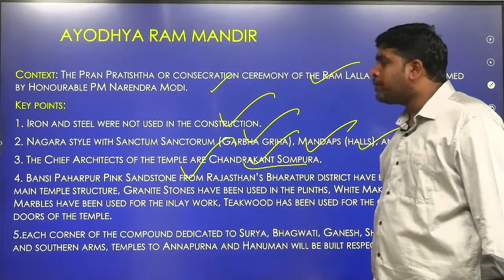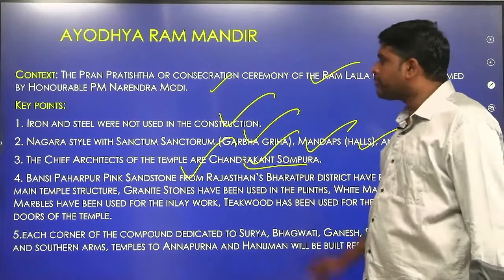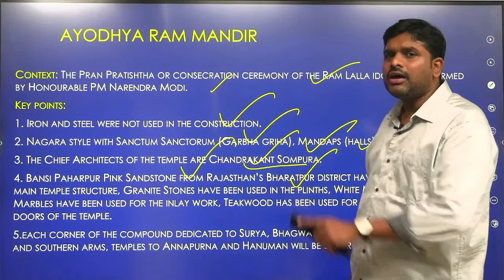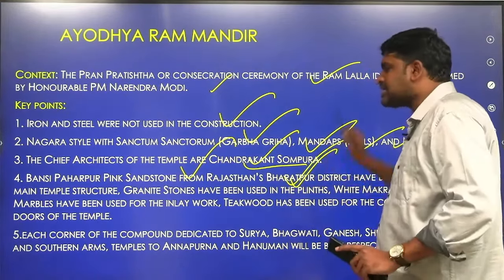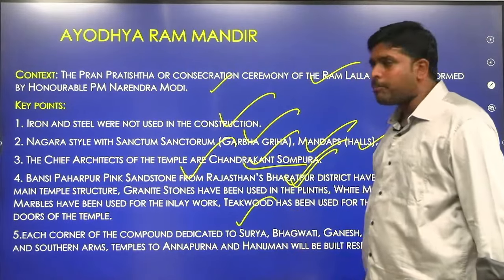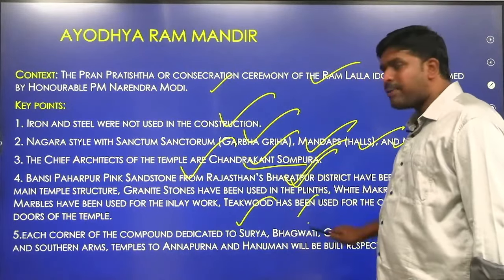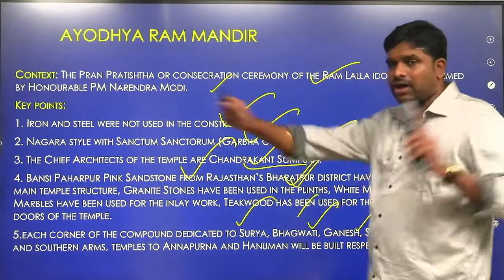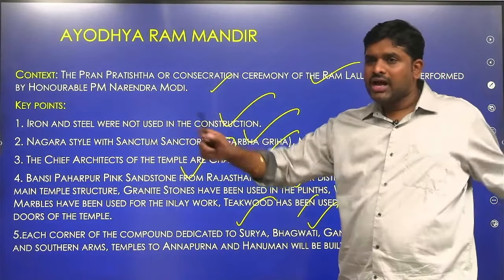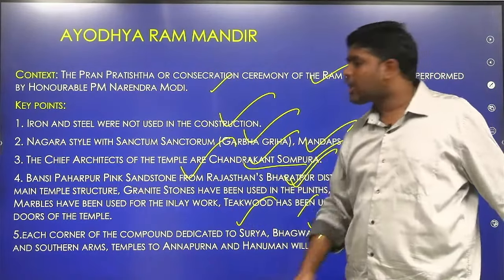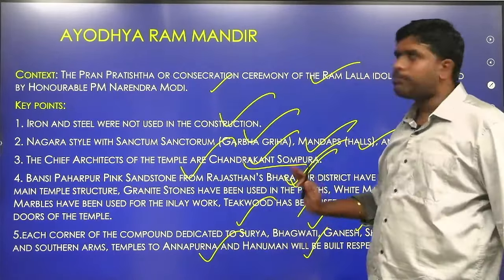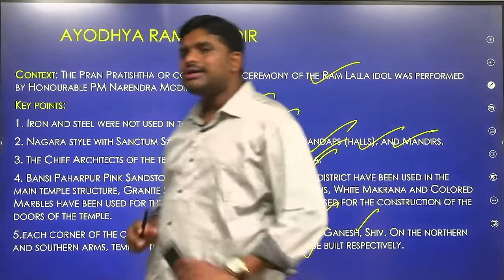Pink sandstone from Bansi Paharpur was used for construction of the temple, which has been taken from Bharatpur district of Rajasthan. Each corner of the compound is dedicated to Surya, Bhagavati, Ganesha, Shiva. Other than that, two temples are there: one is Hanuman and the other is Annapurna. This is about Ayodhya Ram Mandir.